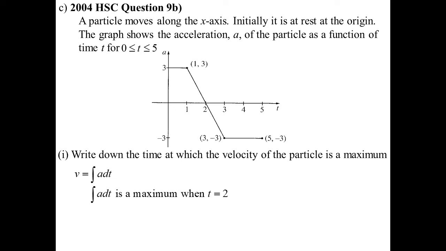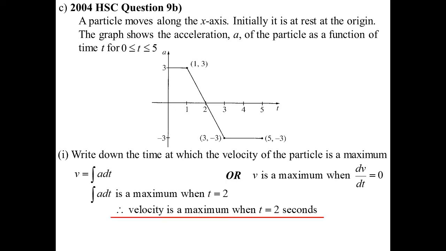Another way I could think of that is, I know velocity will be a maximum when its derivative is equal to 0. Well, its derivative is acceleration, and again, we can look at our acceleration graph, and clearly that's at 2. So whichever way you think about it, t equals 2.